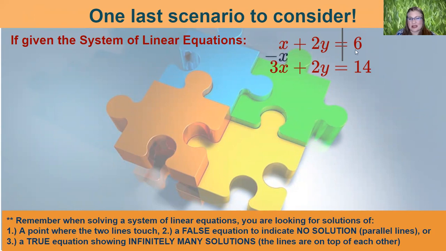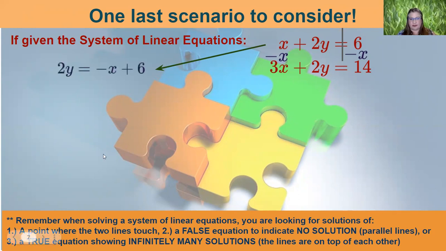We're kind of getting into this mindset that we always need one letter by itself, and I want to shake that a little bit. So here's the top equation. Let's pop this over here. The x's went away, so I have 2y on the left, and I have 6 minus x, or -x plus 6. You can flip them on the right.